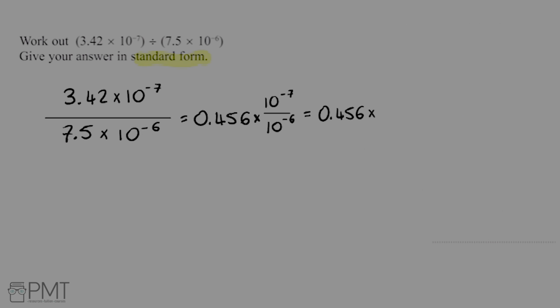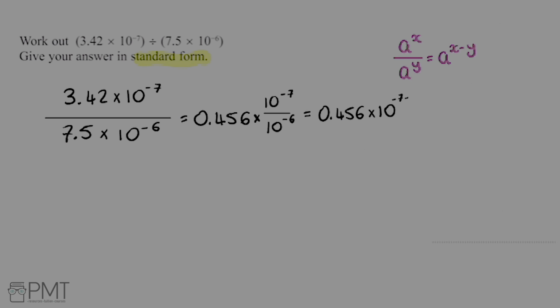Now, if we think back to some indice laws, that's a good way to remember how to do this. If we have a to the power of x divided by a to the power of y, that equals a to the power of x minus y. So for this to work, it needs to have the same base in all of these. Well, that's great, because here we've got the same base. And then for the powers, we're going to have minus 7.